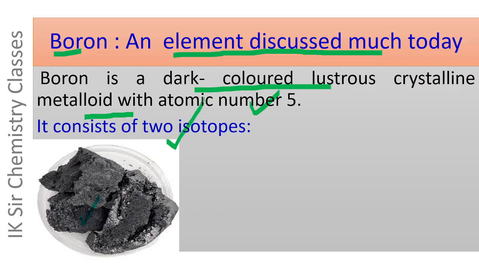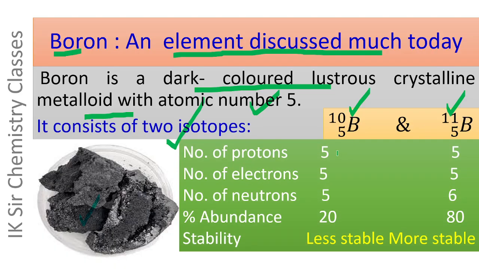It occurs in the form of two isotopes. One isotope is B10, whose mass number is 10, and the other is B11, whose mass number is 11. Both isotopes of boron have 5 protons and 5 electrons, but B10 contains 5 neutrons in the nucleus, while B11 contains 6 neutrons in the nucleus. It must be noted that natural boron contains 20% B10 isotope and 80% B11 isotope. It means B11 is more stable than B10.